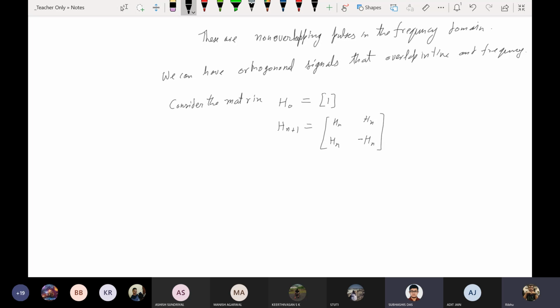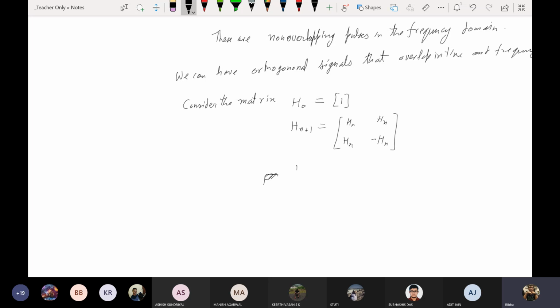For H1, it would be basically [1 1; 1 minus 1], right? Yes, the top column. So H1 is 1 1, 1 minus 1. So the columns are orthogonal. H2 is 1 1 1 1, 1 minus 1 1 minus 1, 1 1 minus 1 minus 1, 1 minus 1 minus 1 1. Right? This is it.